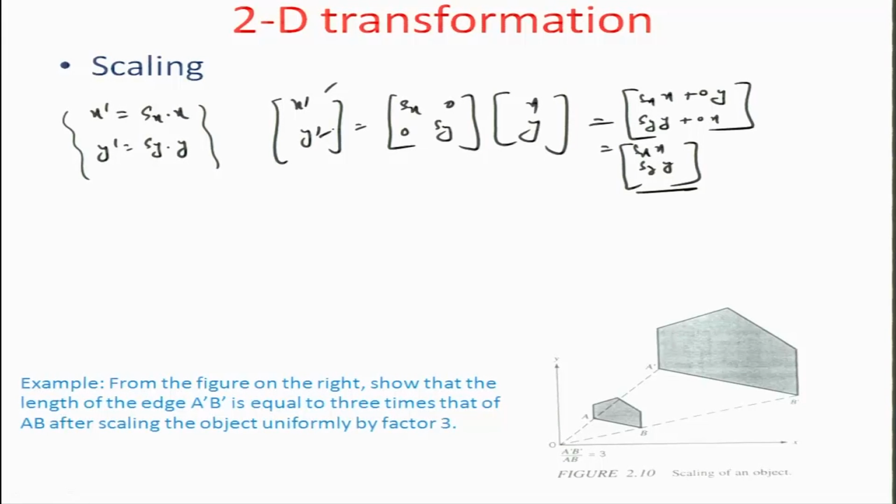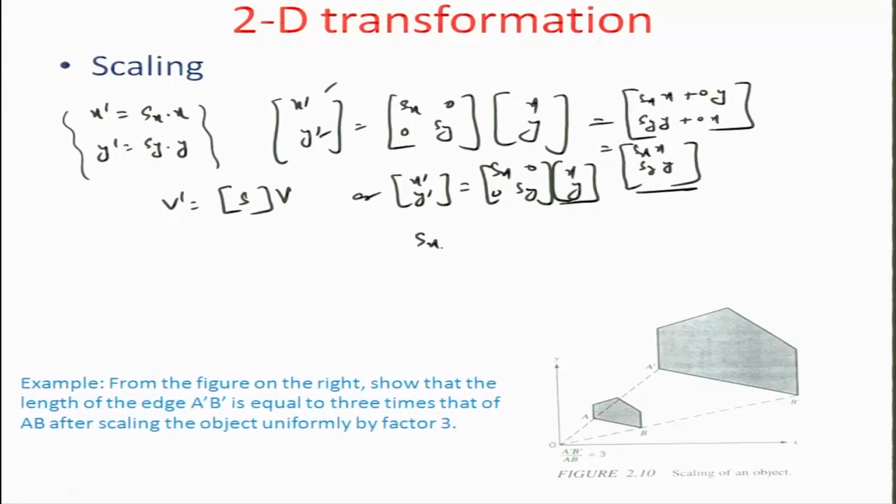And so I can say that the scaling can be expressed in vector form as v dash equals the scaling matrix S times v, or x dash y dash equals Sx 0 0 Sy times x y. Okay. Sx and Sy are the scale coefficients in the x and y directions.